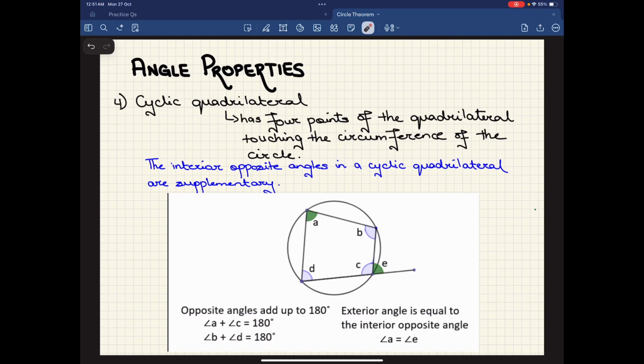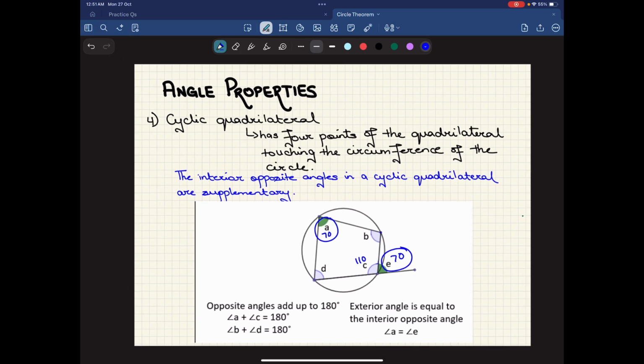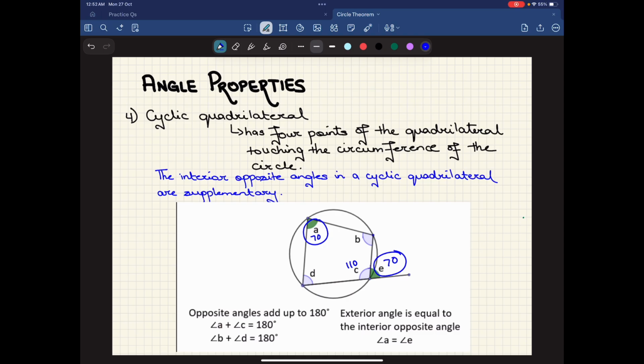Now why is that the case? Let's assume A is 70. If A is 70, then C will be 110. Why? Because A and C should add up to 180. So 70 plus 110 gives you 180. Now since C is 110, and in case you need to find the value of E, we know that angles on a straight line add up to 180. So if this is 110, this has to be 70 degrees. So now you can see that angle E is equal to angle A. These are the two properties that you should keep in mind with respect to cyclic quadrilaterals.